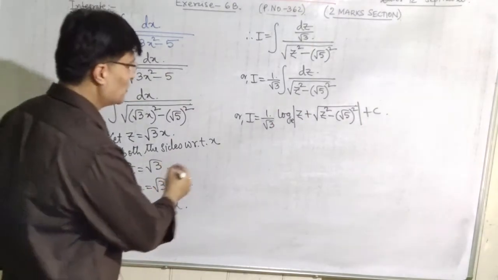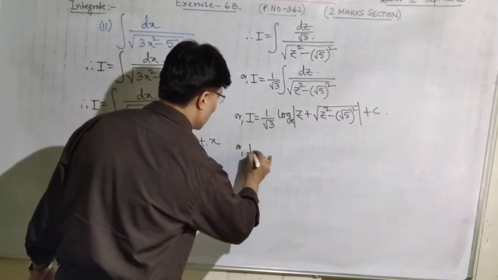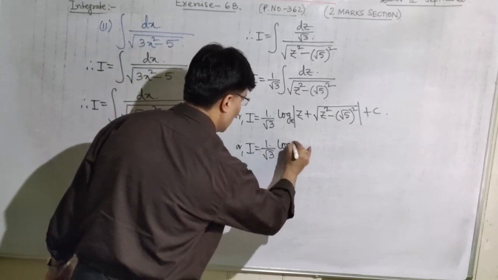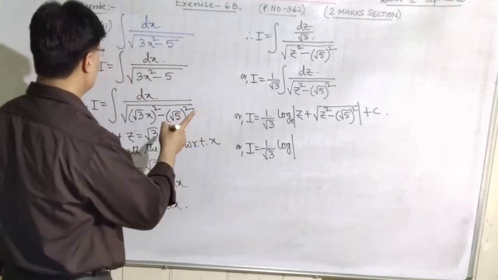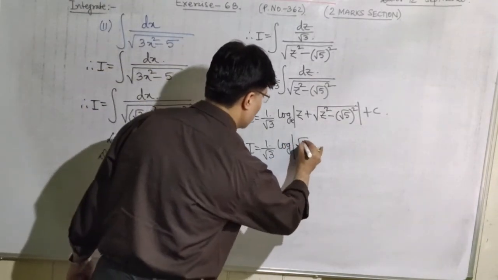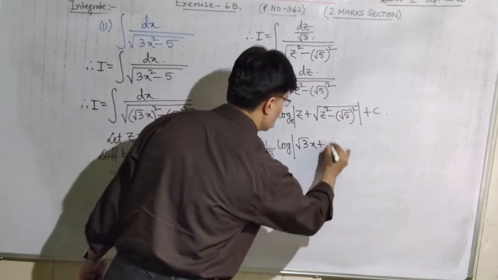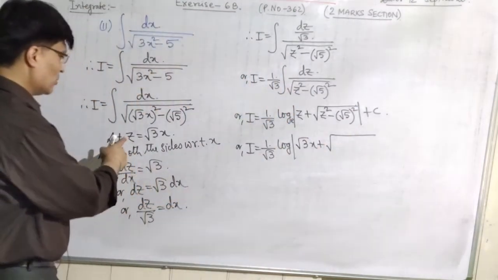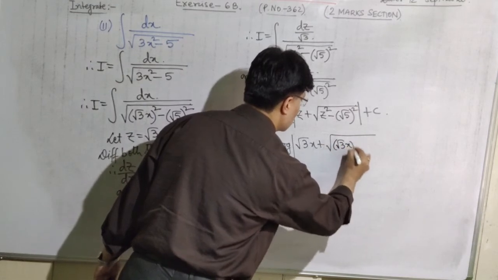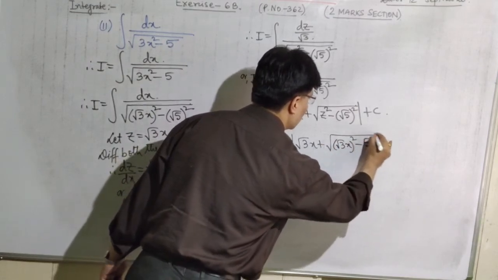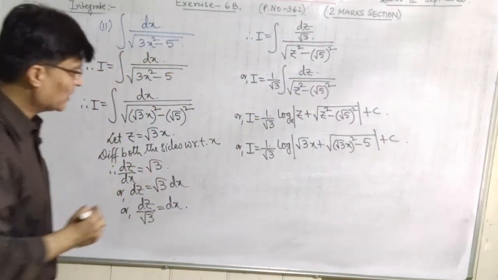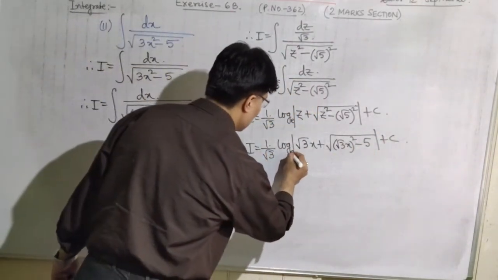Okay, so let us put the value of z. I is equal to 1 upon root 3 log within mod, what is the value of z? Here z is root over 3 into x. Z is root over 3 into x plus root over, what is z whole square? Root over 3x whole square minus root over 5 whole square, which is 5. Mod sign closed plus c. Okay, so here the base is e.